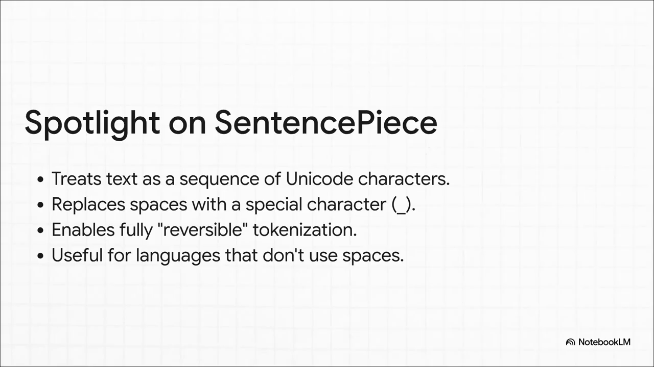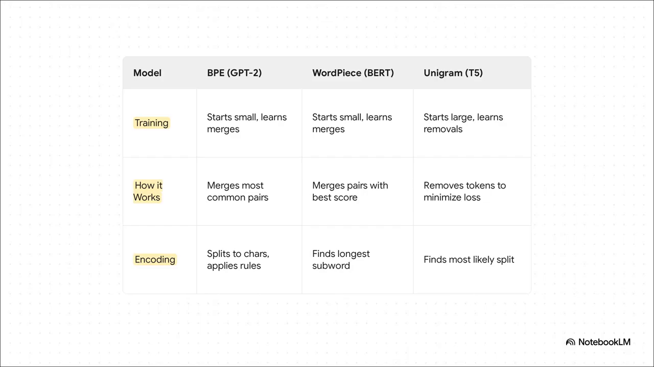Now, before we jump into comparing the big 3 algorithms, let's take a quick second to talk more about SentencePiece, the one T5 uses. Its genius is that it's language agnostic. It treats everything as just a sequence of characters, even spaces. The big win here is that it makes the whole process completely reversible. You can always get your exact original text back, which isn't always true for others. And this is a total game changer for languages like Chinese or Japanese, where you don't even have spaces between words to begin with.